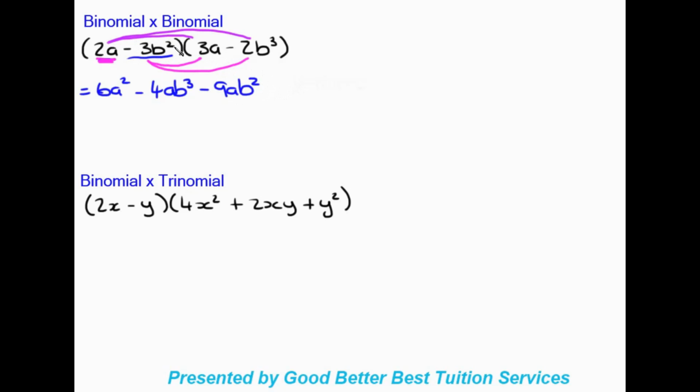Cool, and then we'll look at the final term over here in this bracket, which we are timesing now. So it's negative 3 times negative 2, which gives us positive 6. And then this is b squared times b to the power of 3. So that is b to the power of 5. And that is the binomial times binomial example.